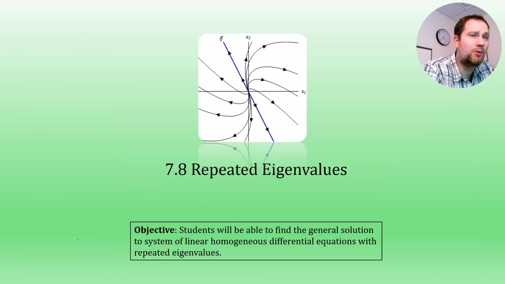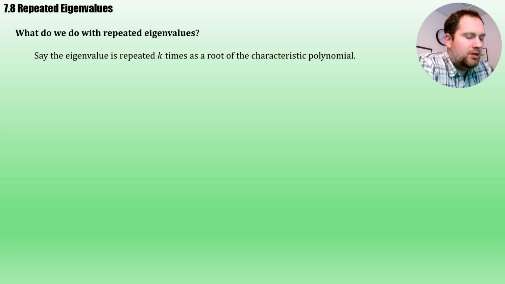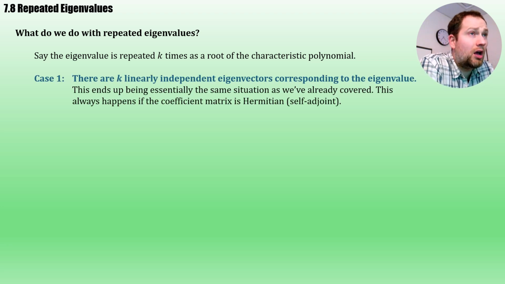We're looking at 7.8, repeated eigenvalues. Again, it's that situation where the discriminant of the quadratic characteristic equation for a 2x2 matrix is zero and we have repeated eigenvalues. So there are two cases that we can discuss, and honestly, these work for larger matrices too, not just 2x2 ones. The first case is kind of an easy and trivial case.